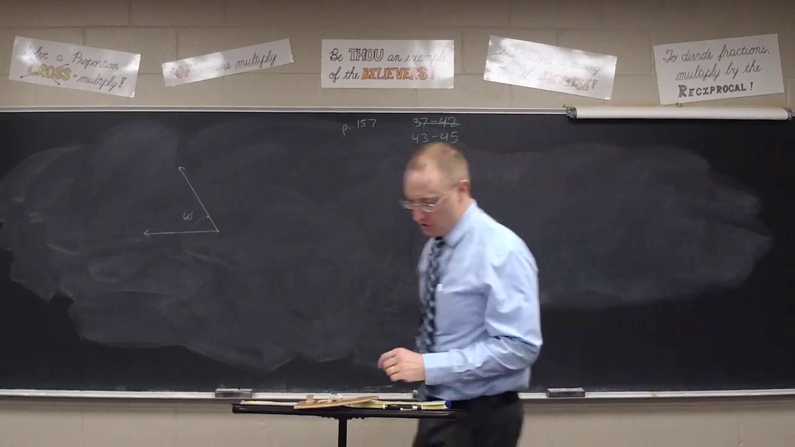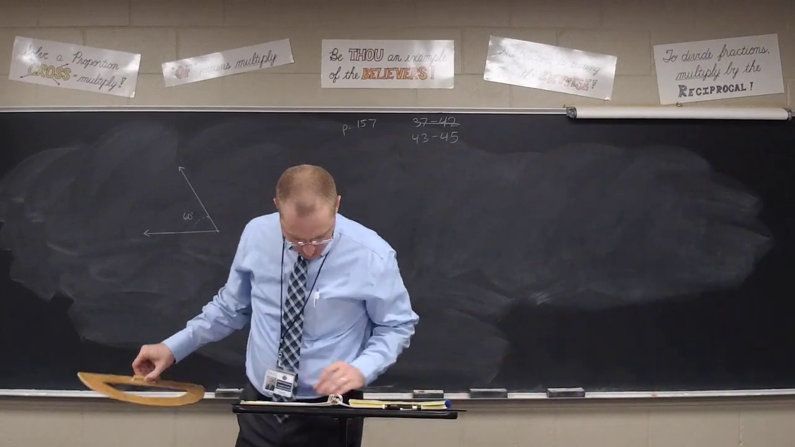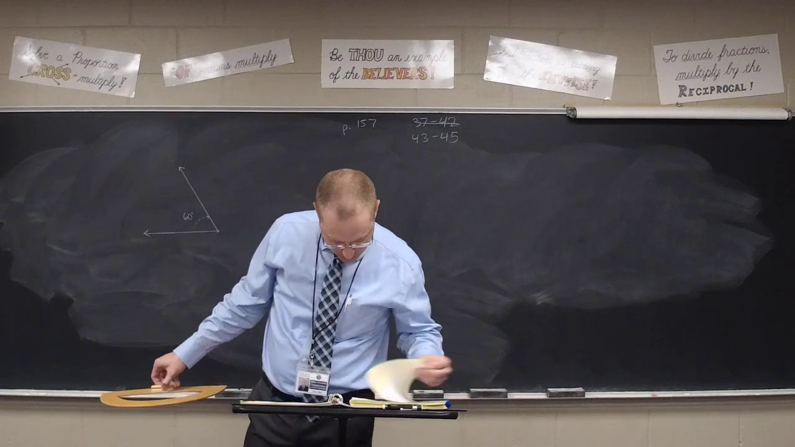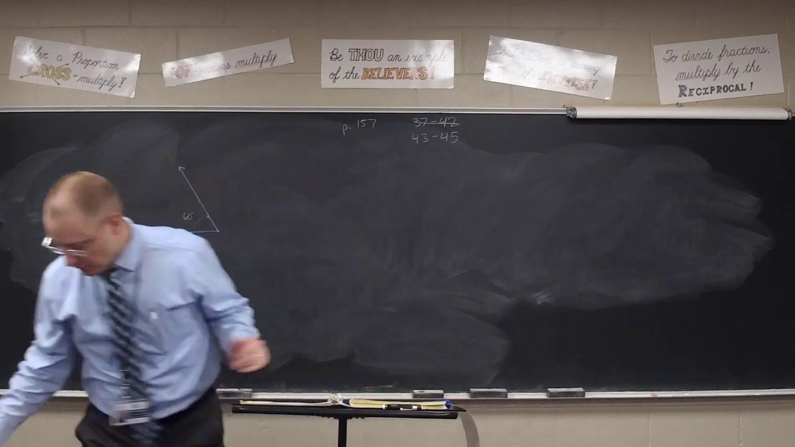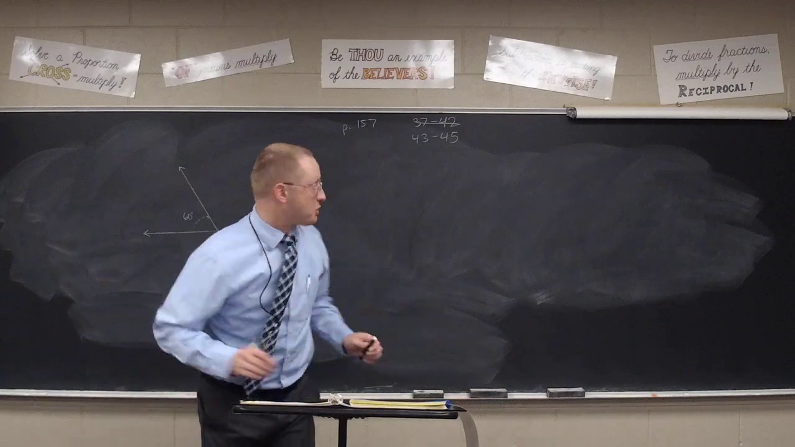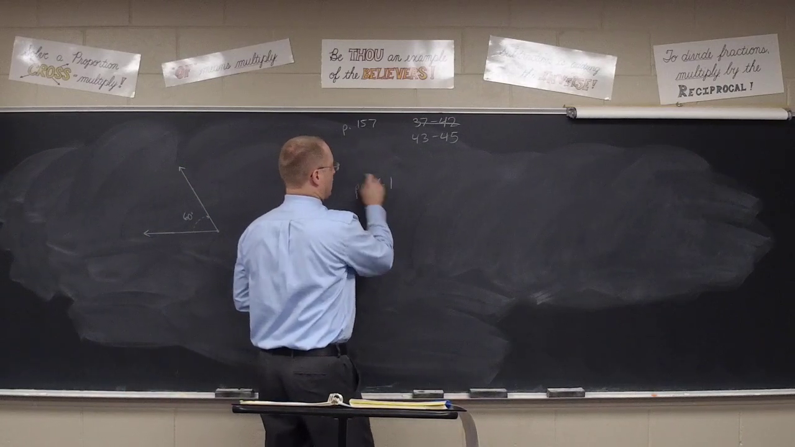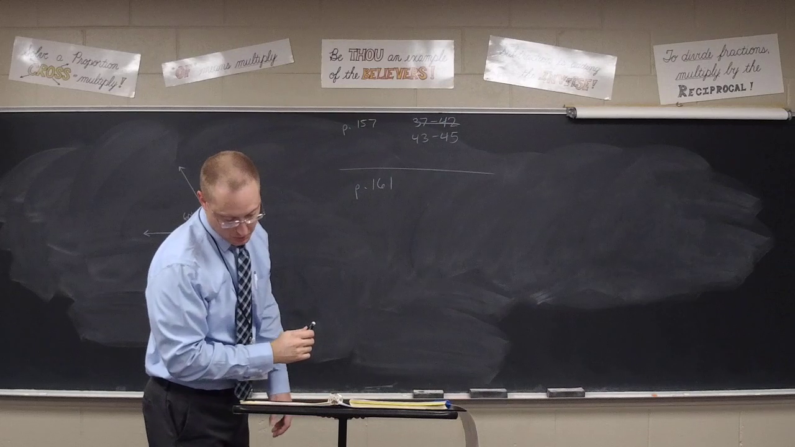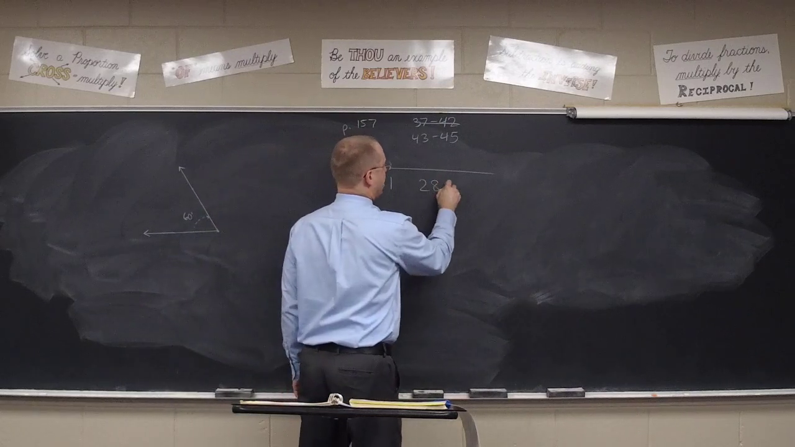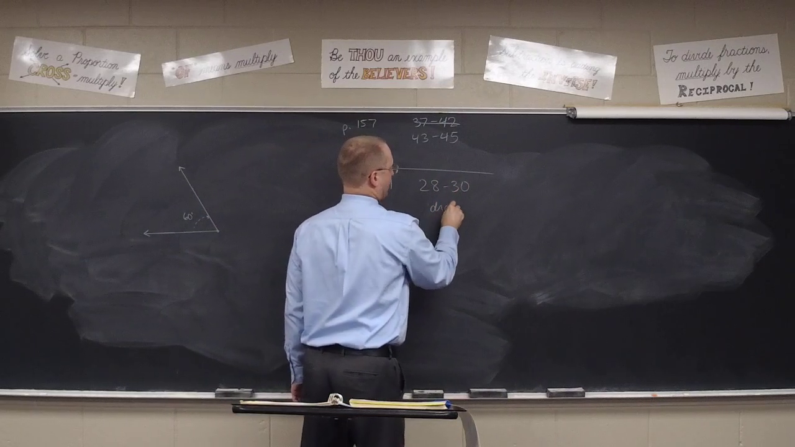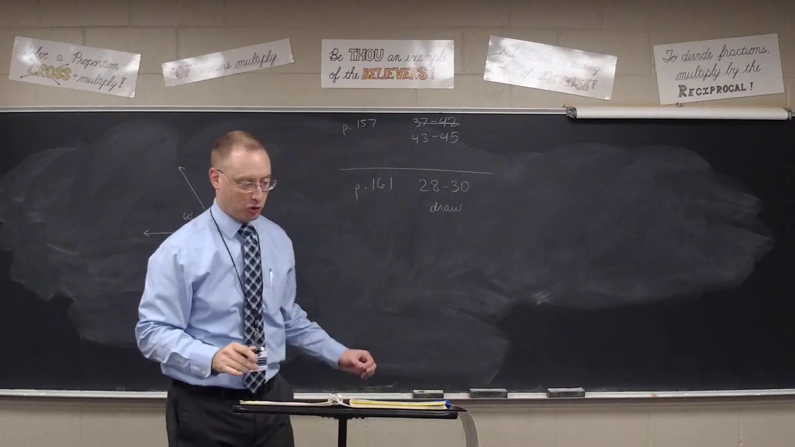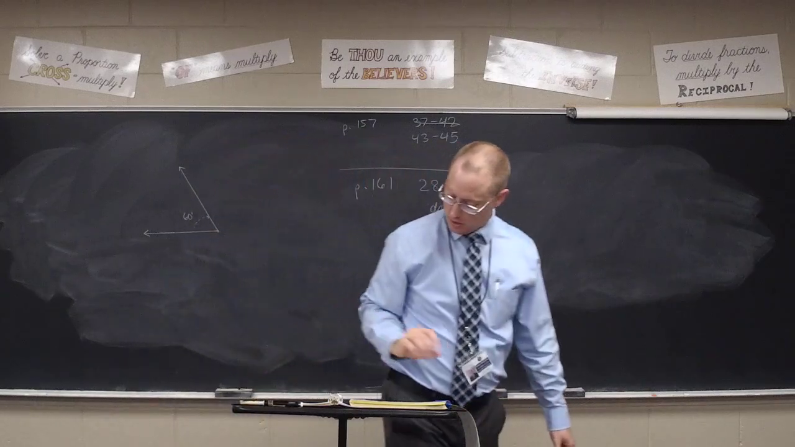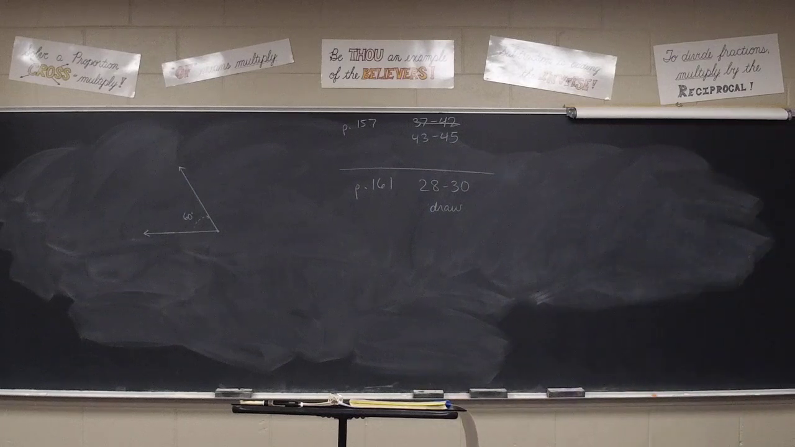Most of you are done. A few of you are just finishing up. That's okay. If you're finished, I want you to turn over to page 161. If you're still working, that's fine. If you're finished, turn over to page 161. And do 28 to 30, just draw the angles. Don't do what the directions say, just draw those particular angles that are given to you at the top of page 161. And then again, if you're still working on the other, that's perfectly fine.